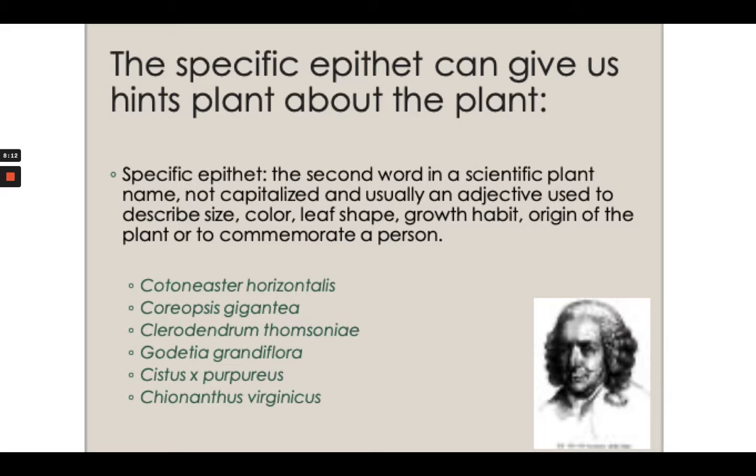It's the second word in a scientific plant name. It's not capitalized, and it's usually an adjective used to describe the size, color, leaf shape, growth habit, or origin of the plants, or to commemorate a specific person who may have found it. So here are all examples of different species names. Horizontalis would mean that it grows horizontally. Gigantica, you can kind of see that that's going to be a big plant. This one down here looks like it would be purple.